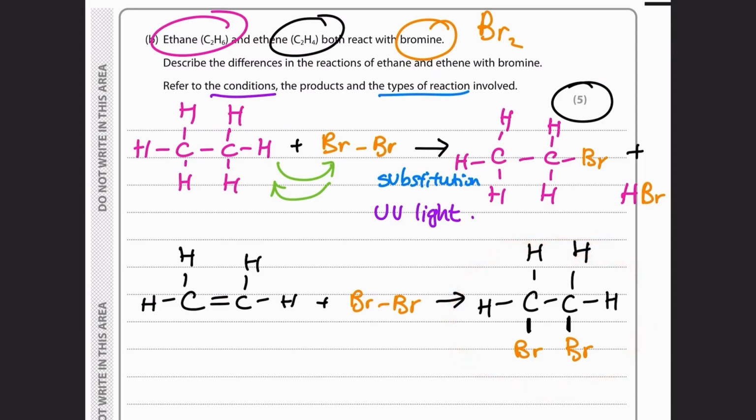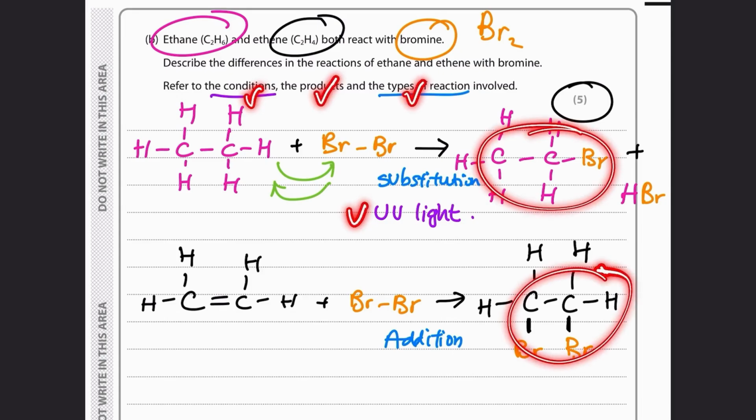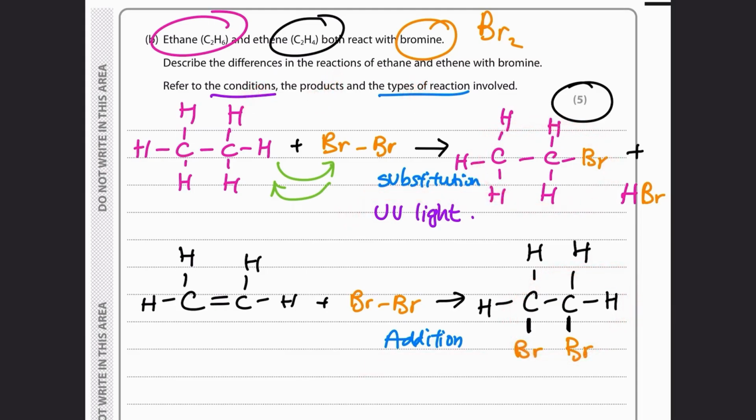What type of reaction is this? I've talked about the product. What type of reaction? This is called addition. Addition. And you can even talk about the color change, right? It goes from brown to colorless in this case. Okay, so that's how you get these 5 marks. Tick everything off, guys. Make sure you've given the condition, done. The products, draw it out. And then the type, substitution, and addition.